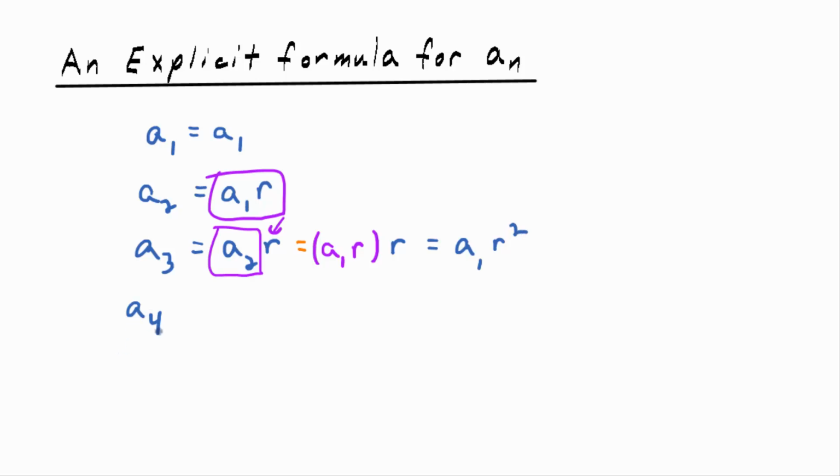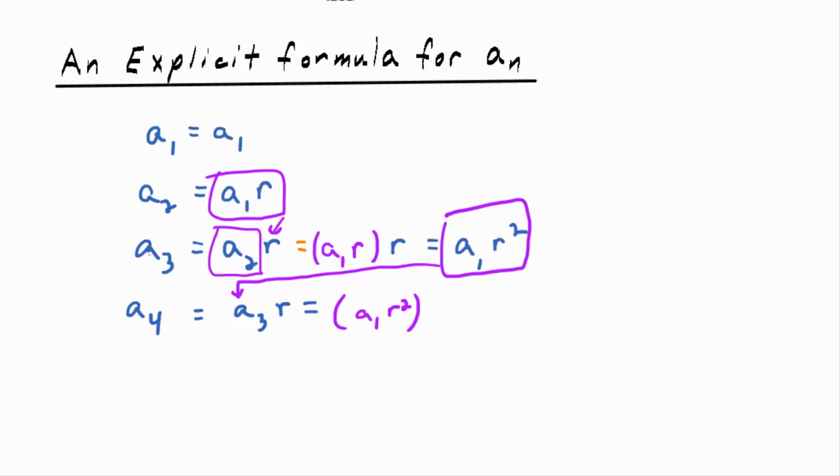Okay, and then what would A4 be? It'd be A3 times R, but what would it be in terms of A1 and R? Yeah, because we would be plugging this in for A3: A1 times R squared is A3. And then multiplying by one more R, which gives us A1 R cubed. I'll bet you see a pattern. What would A5 be without actually plugging in A4? What would A5 be?